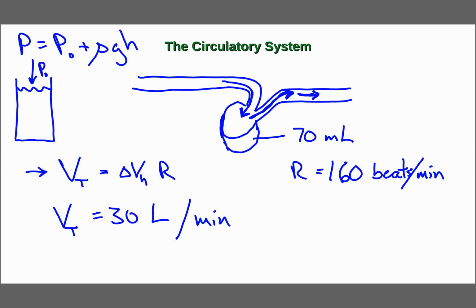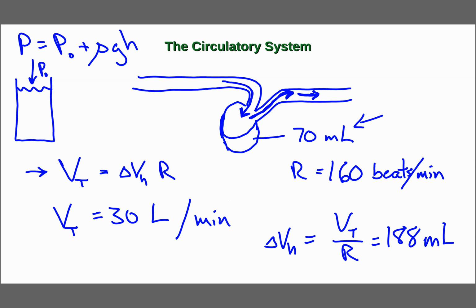Okay? Now with 160 beats per minute, then the contraction size, the change in volume of the heart, must be this VT over R, okay, which is equal to about 188 milliliters, okay? So each beat is then contracting the volume of the heart by more than twice the size of this resting heart rate, okay?